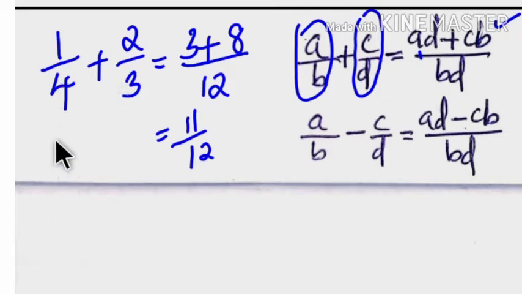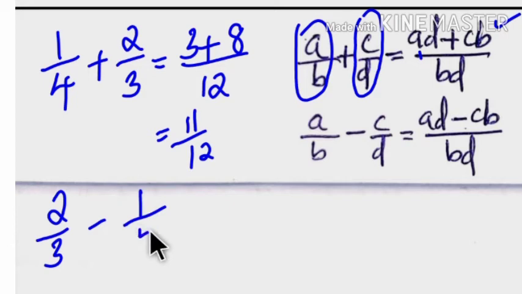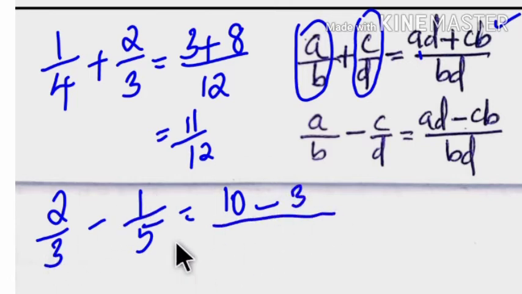Now let's do one example for subtraction: 2 by 3 minus 1 by 5. For this, 2 into 5 is 10, minus 3 into 1, which is 3, divided by 3 into 5, which is 15. That is equal to 10 minus 3, so 7 by 15.